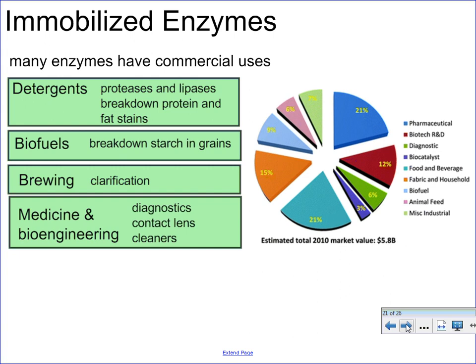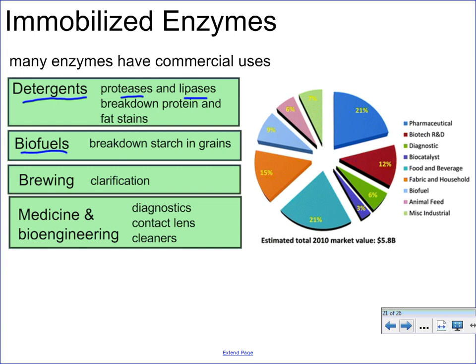So immobilized enzymes have many common uses in various industries. So for example, enzymes get used in detergents or found in detergents. So for example, proteases and lipases are often common ingredients in detergents and will be used to break down proteins and fats.